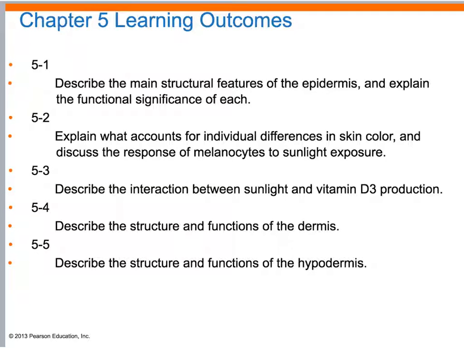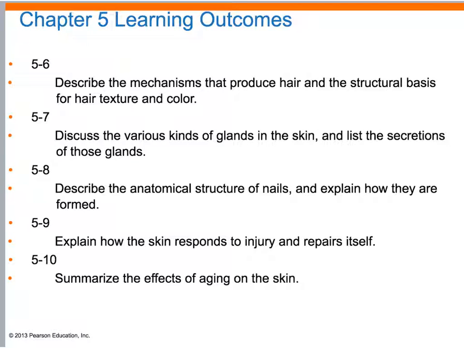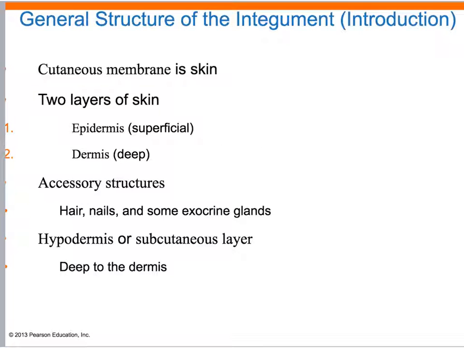Today we're going to get started on Chapter 5, the Integumentary System. On Slide 2, we have Learning Outcomes 5.1 to 5.5. And on Slide 3, we have Learning Outcomes 5.6 to 5.10. Make sure to go over them. That tells us what we're going to be covering. We're going to get started for time's sake. Now we're going to get started.